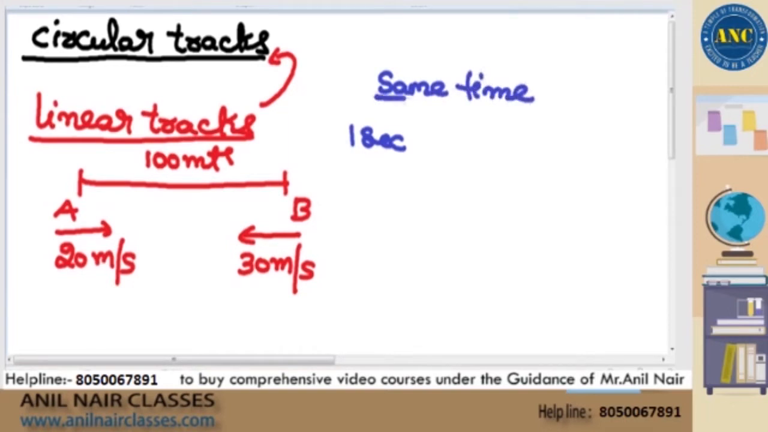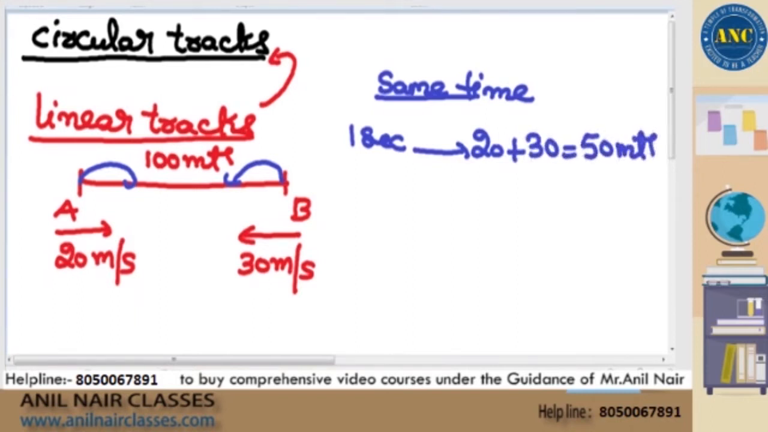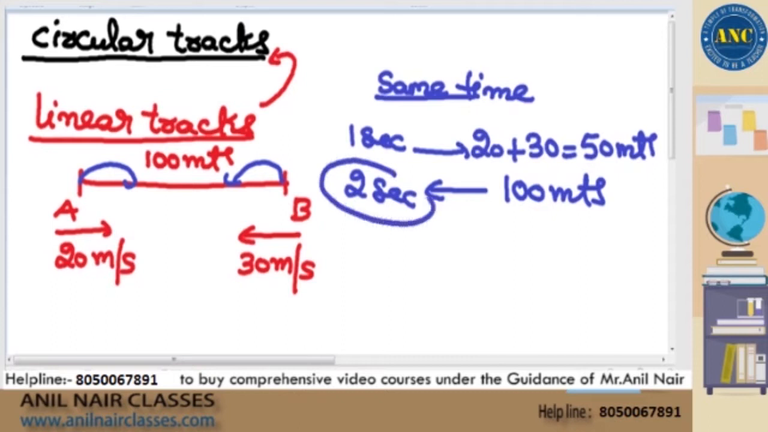If both of them started at the same time, after 1 second, A will travel 20 meters. B will travel 30 meters. That means after 1 second is over, from A to B 20 meters will get over, from B to A 30 meters will get over. After 1 second, 20 plus 30, 50 meters got over. But according to the question, I require 100 meters. 50 meters is 1 second, 100 meters is 2 seconds. That means both these people will meet after 2 seconds. Now this is a linear track question.